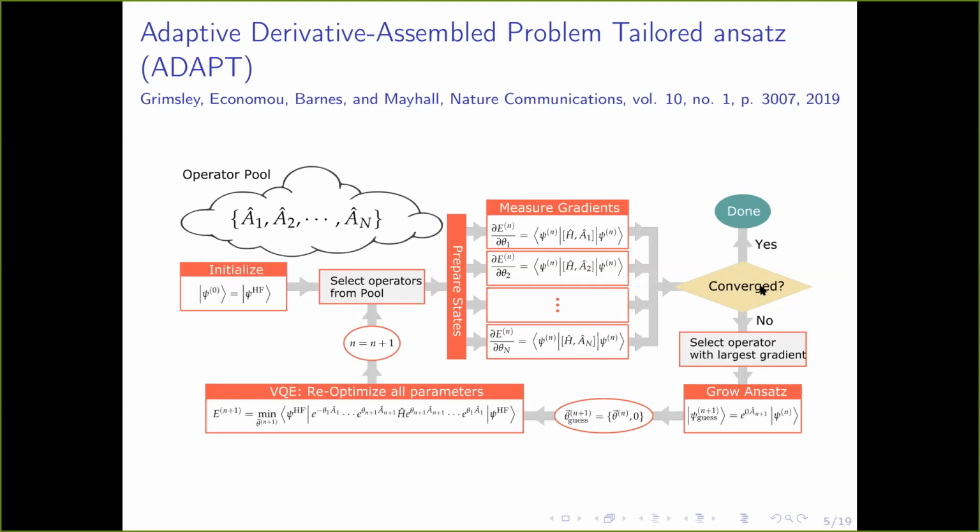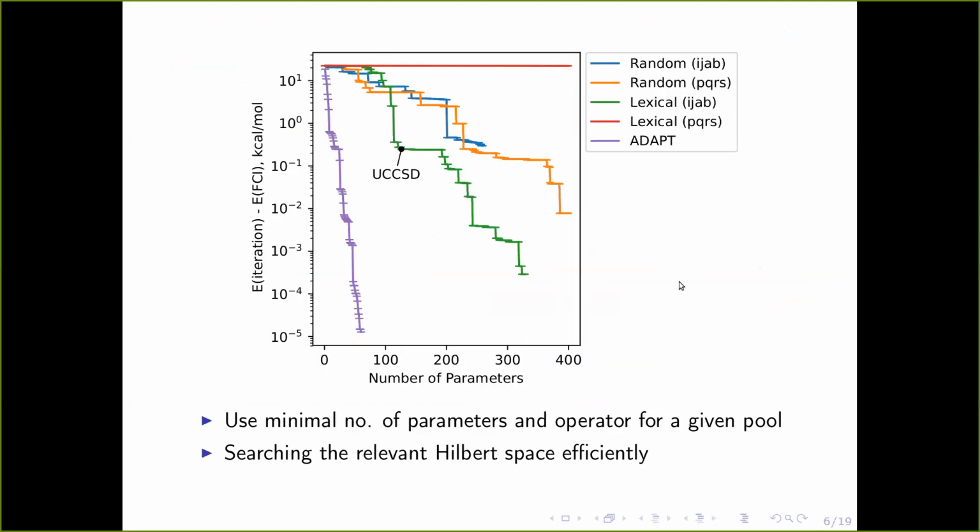And then if the gradient is big enough, you select the operator with the largest gradient and add it in the ansatz. Then you do the ordinary VQE to update the parameters. You keep doing that until the gradient is small enough, then you call it finished. You have the ADAPT ansatz. The good thing about this algorithm is that it can use a minimal number of parameters and operators to construct an ansatz for a given pool and a given Hamiltonian.